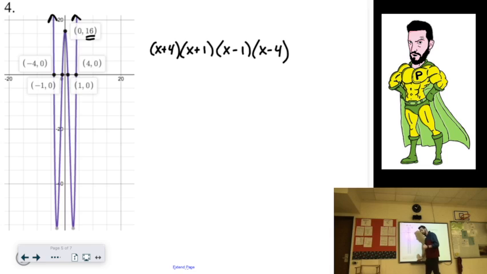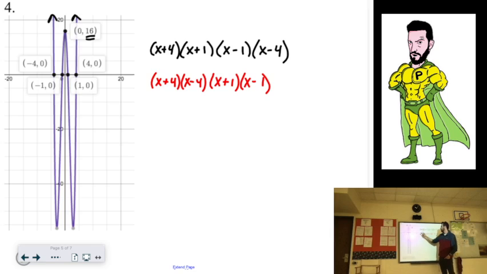Now you could totally FOIL two of them, and then bring them together. But taking the problem as a whole, I like looking for shortcuts. If you notice, we have an x plus 4 and an x minus 4. That could create a difference of squares. We have an x plus 1 and an x minus 1. That could also create a difference of squares. So I'm just going to kind of rearrange my parentheses. X plus 4 times x minus 4, x plus 1 times x minus 1.